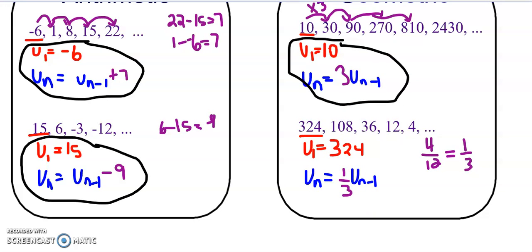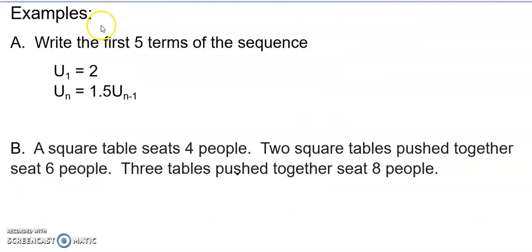They get tricky, and yes, you can put it as a decimal if you choose to. You can do that with any of them. 36 divided by 108 is still going to be 1/3. 108 divided by 324 is still going to be 1/3. So there is your recursive sequence. So that's the goal of today, is to be able to write a recursive sequence and then be able to find the terms, which is what we're going to be doing now.